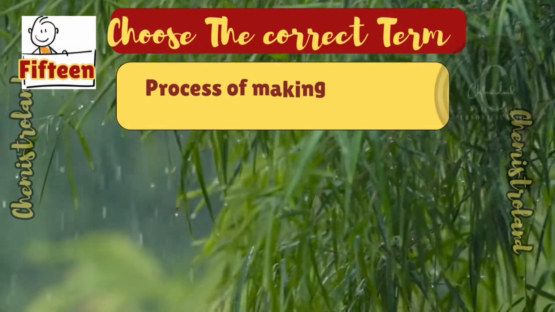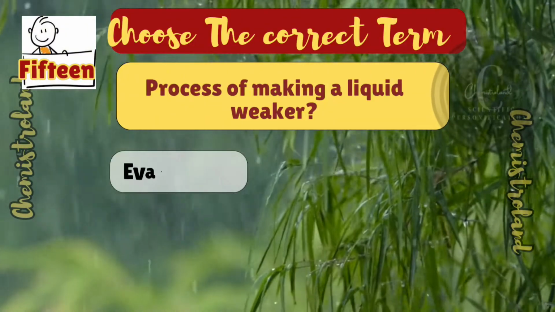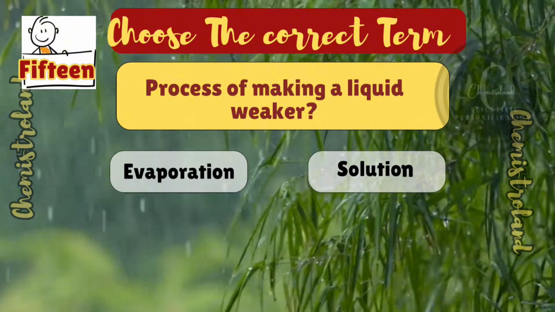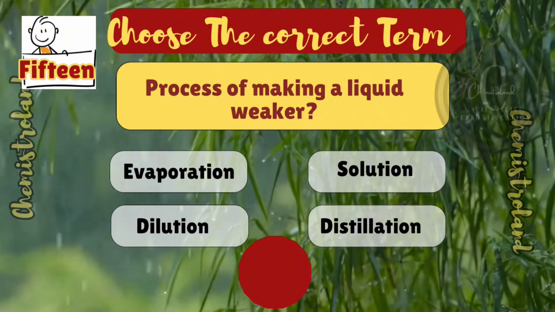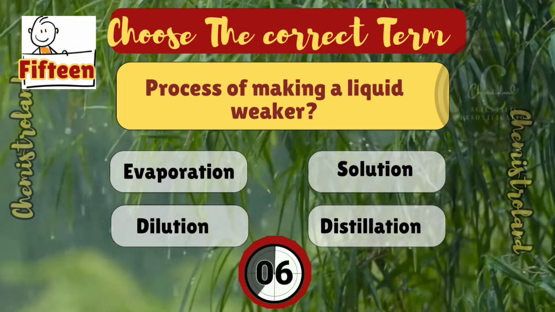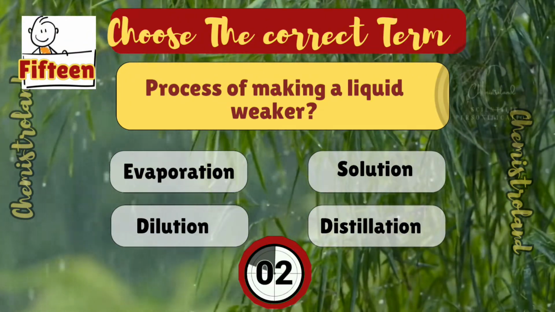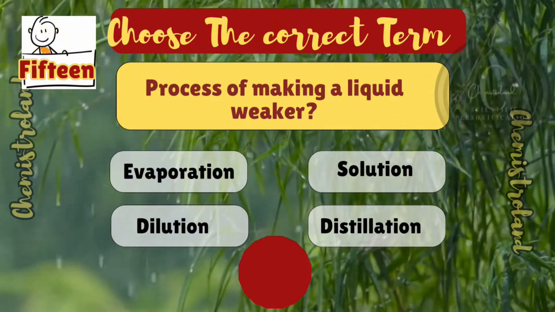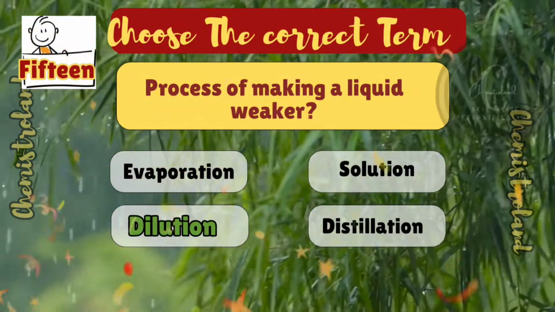Choose the correct term for the process of making a liquid weaker. Options are evaporation, solution, dilution, and distillation. Magnificent! It's dilution.